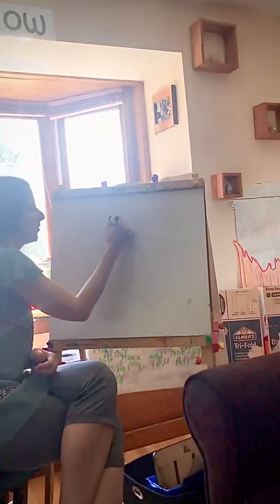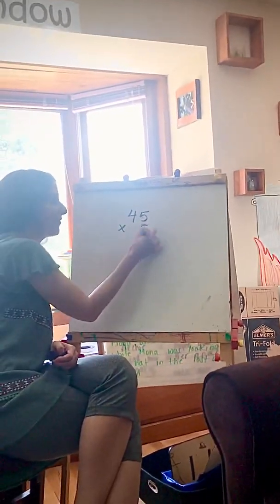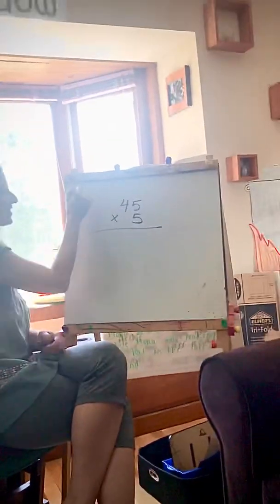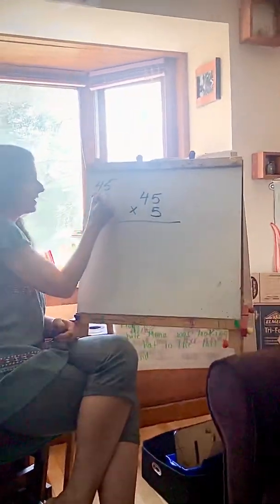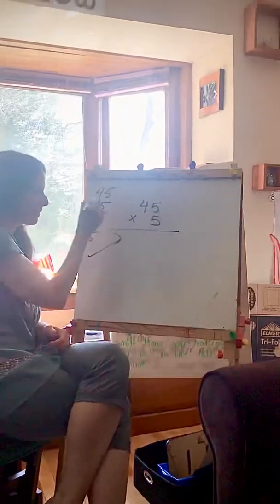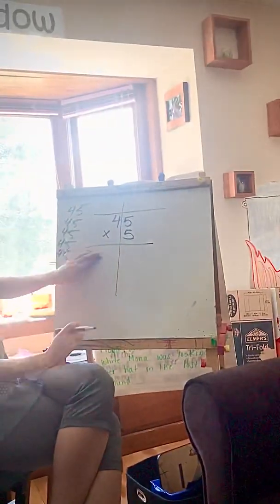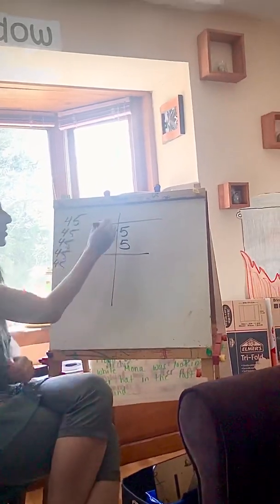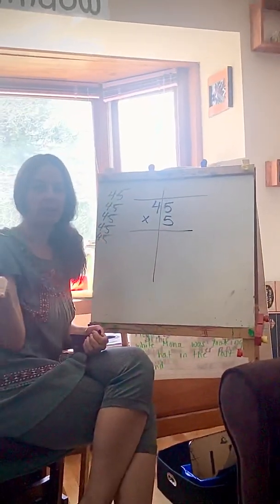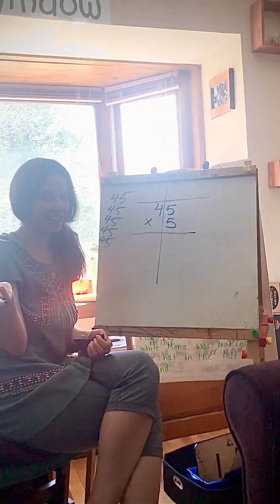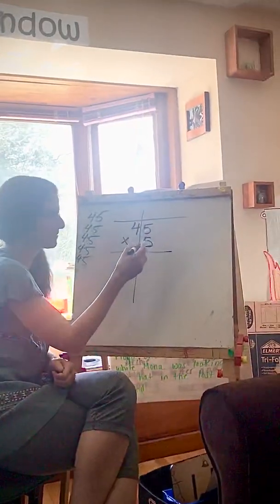So let's do 45 times 5. You could add this up, oh my goodness. You could do repeated addition. No, why would we do that? That's why we have multiplication. So because we're learning, I would do this chart. So you go 5 times 5, which is what, Ryder? 25. Good, I knew you knew that one.